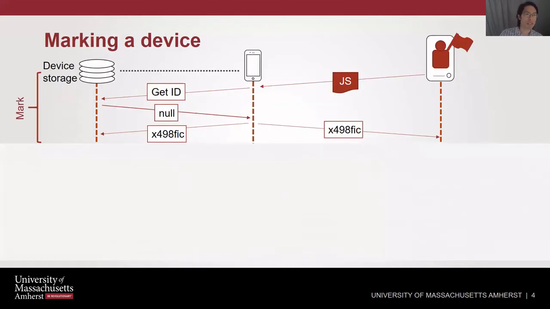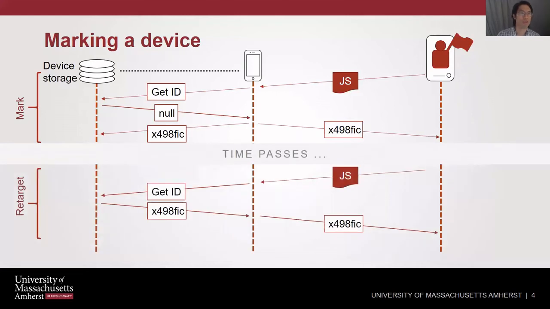A little bit of detail on how marking works. Basically, it's just a JavaScript call where it tries to retrieve an ID from the storage. If there's no ID, then it'll randomly generate one and send it to the advertiser and to the storage as well. So after a while, when you retarget the device and you try to get the ID, you can get it back and you know you've got the person you want.